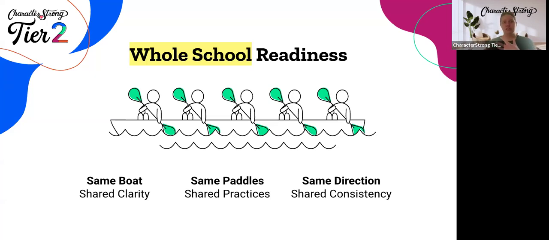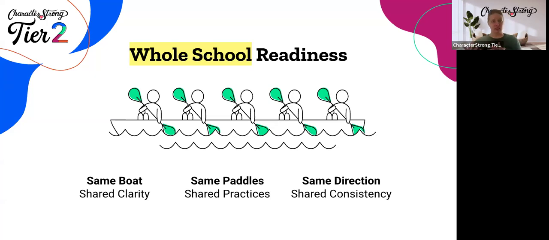Then the paddles we consider our practices. So we want to engage in shared practices. We want to be doing the same things. We want to be doing the right things. We want to be using evidence-based practices to implement tier two. So we all have to know and have shared clarity, and then we all have to be doing the same things and the right things. And then that last piece is let's go in the same direction, meaning that we're doing our practices with consistency.